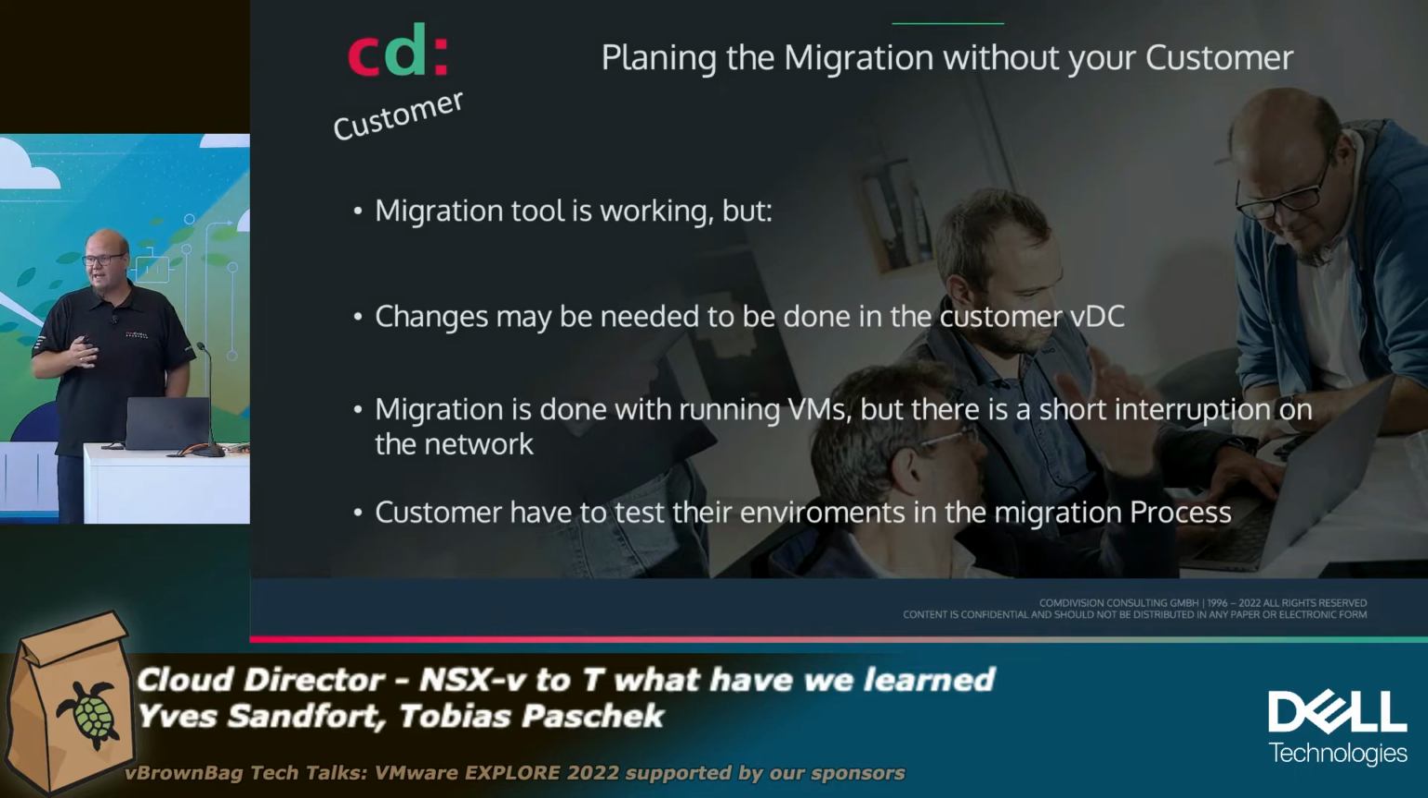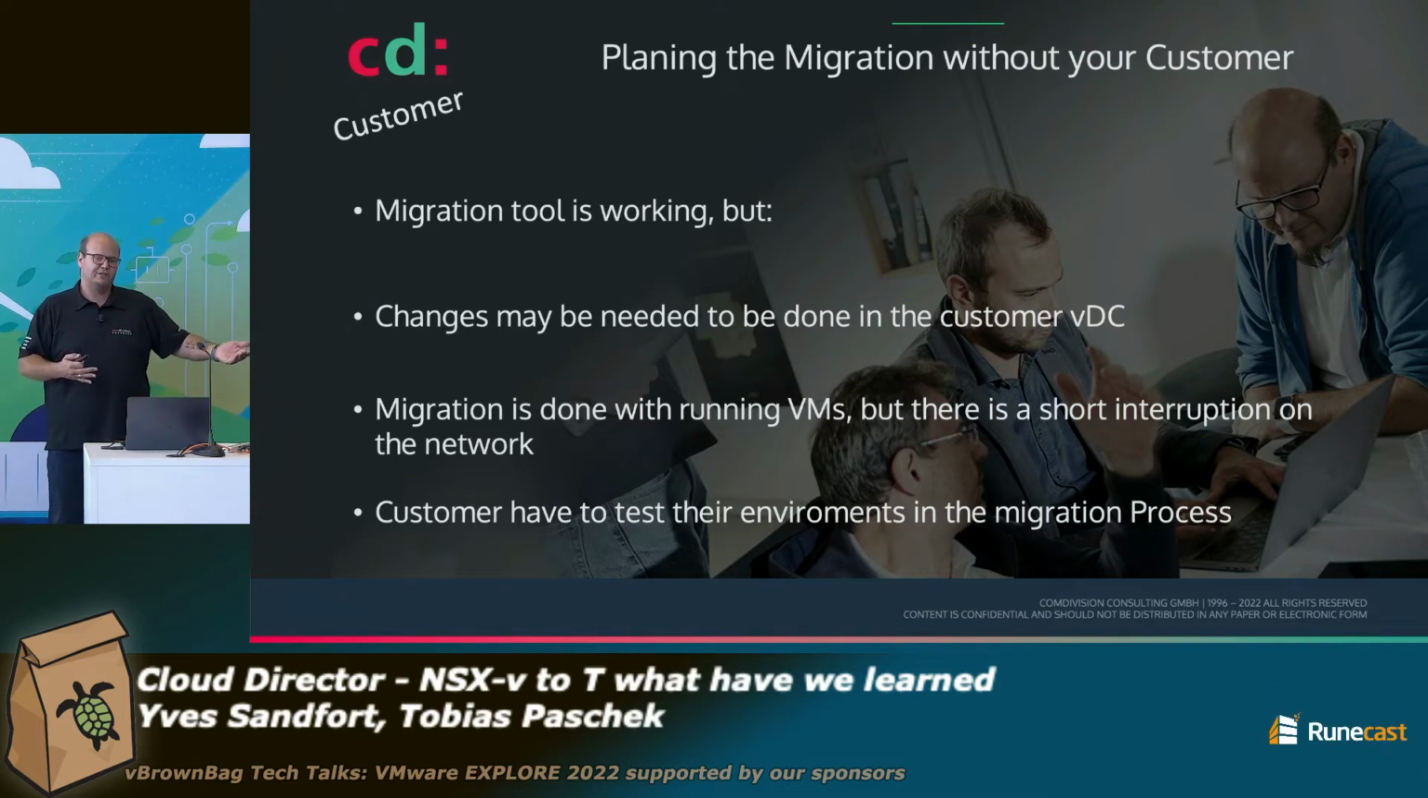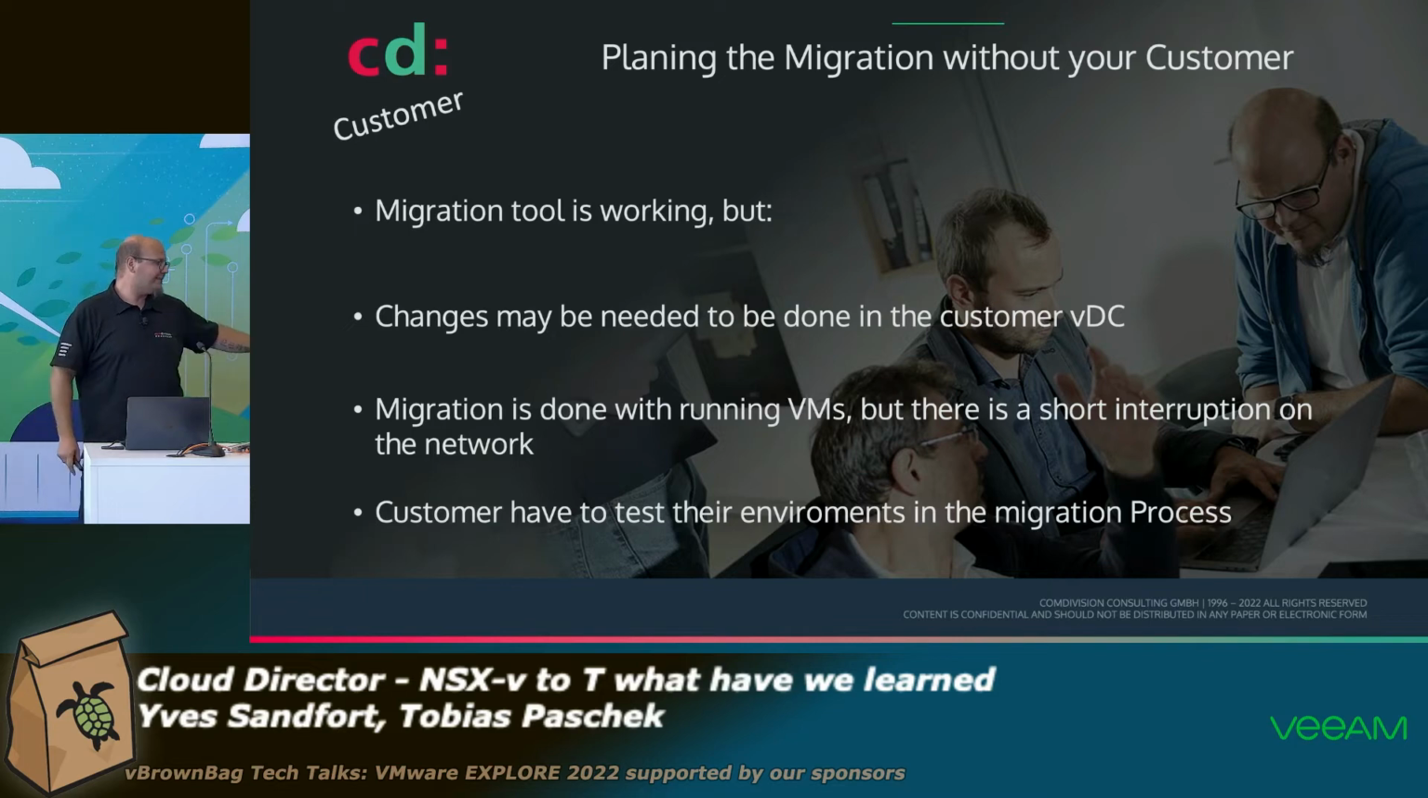Which also means, on the other hand, for our new provider VDC, we need to have exact hardware. So we cannot do a migration from Intel to AMD as usual, because also here the migration tool cannot do any surprises. So we need to have the same hardware architecture. But we need to inform our customer there is a short interruption on the network side. So this is also here really one important information.